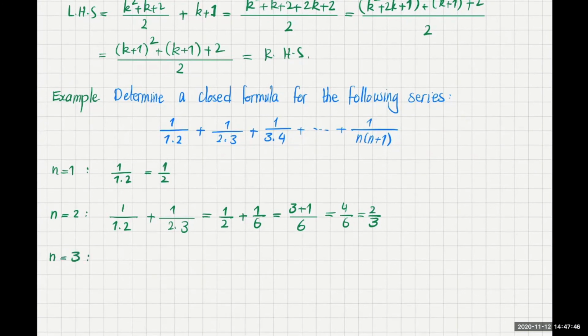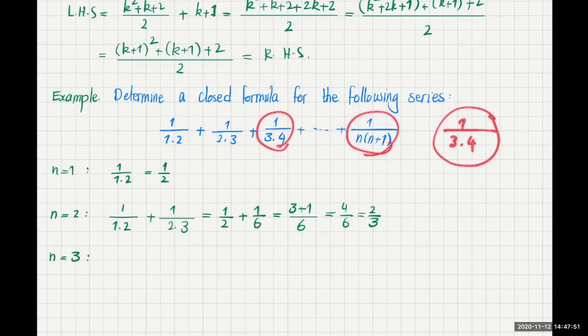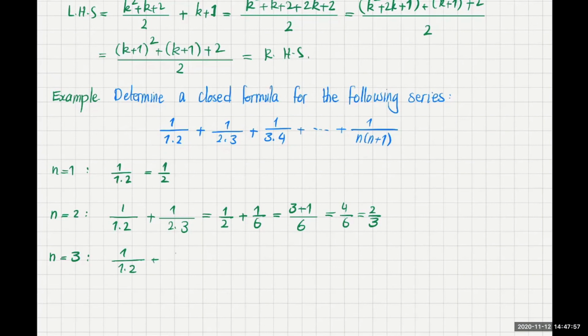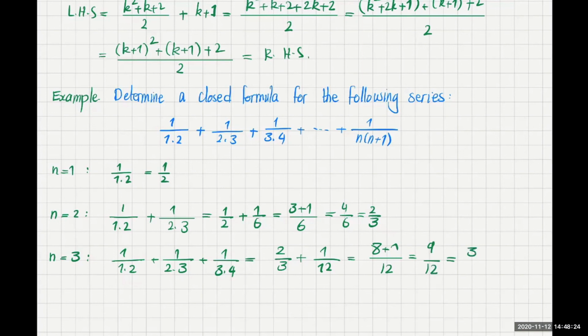So if I put n equal to 3 here, it becomes 1 over 3 times 4. 1 over 3 times 4 is the third term, so it means that I need to keep all of them. So it becomes 1 over 1 times 2 plus 1 over 2 times 3 plus 1 over 3 times 4. But I don't need to start from scratch because I calculated this before. It is 2 over 3. So this becomes 2 over 3 plus 1 over 3 times 4, which is 12. And the common denominator is 12. 4 times 2 is 8, plus 1, it's 9 over 12. And if I simplify 9 over 12, it becomes 3 over 4.